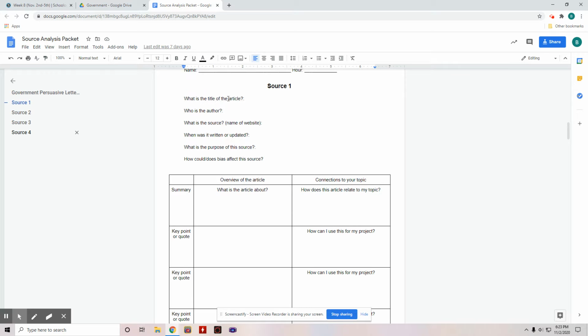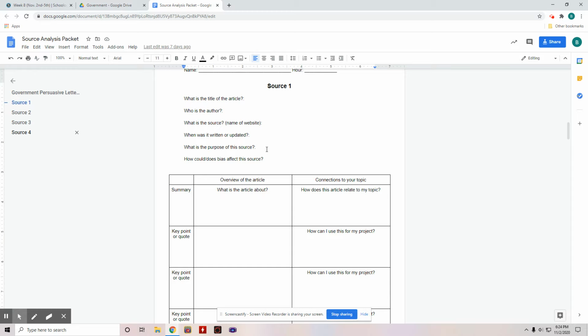So you need a title, which is easy to find. The author is easy to find. If it's a website and you don't see a name, usually it's at the top in small print right underneath the title. Sometimes it's at the very bottom. The source: is this the name of the website? For example, like the Department of Natural Resources. When was it written or updated? It should have a date, usually next to the author.